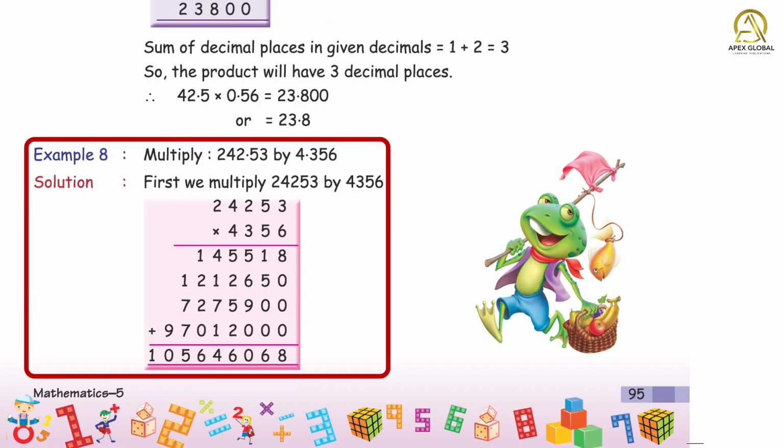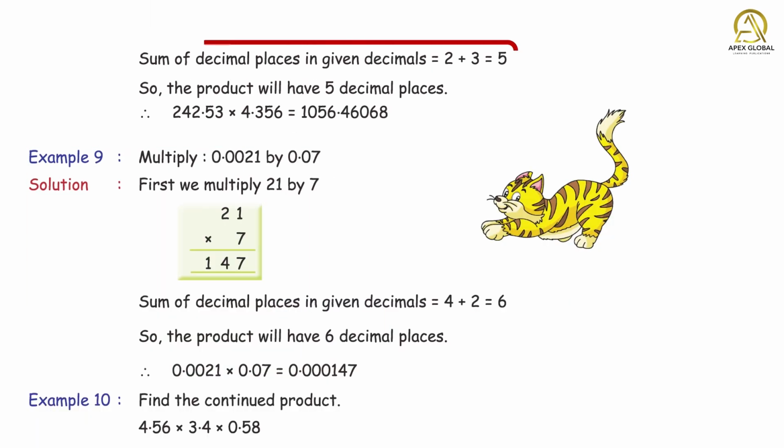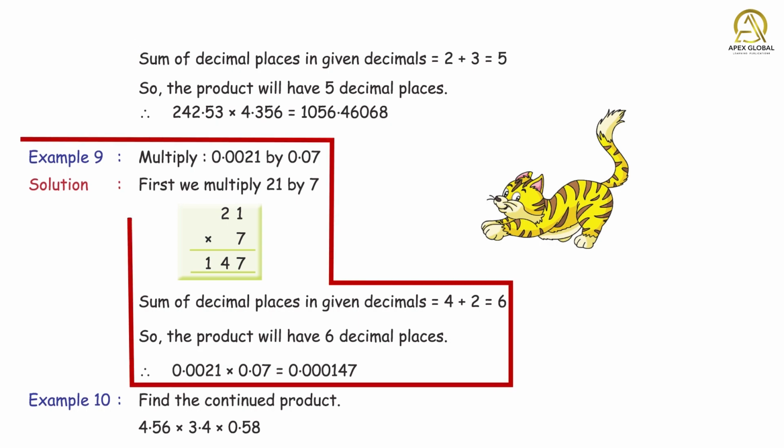Example 8. Multiply 242.53 by 4.356. Solution. First, we multiply 24,253 by 4,356. Sum of decimal places in the given decimals, 2 plus 3 equals 5. So the product will have 5 decimal places. 242.53 into 4.356 equals 1056.46068.